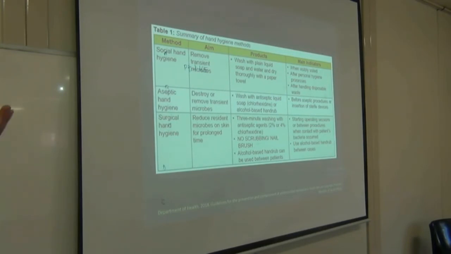If there is visible dirt on your hands, you wash with soap to get the organic matter off. Then after you have done that, you can put on your antibacterial lotion. Because if your hands are visibly dirty, many of the disinfectants are going to be inactivated by organic material. So it's always important, if there is any visible matter on your hands, to wash with soap and water before you put on your, what do you call those things?